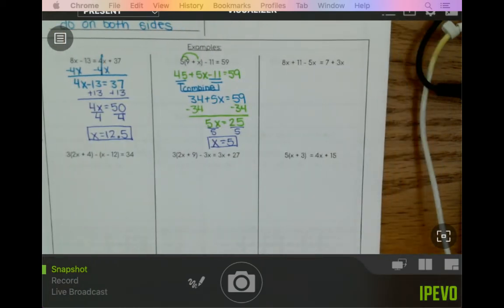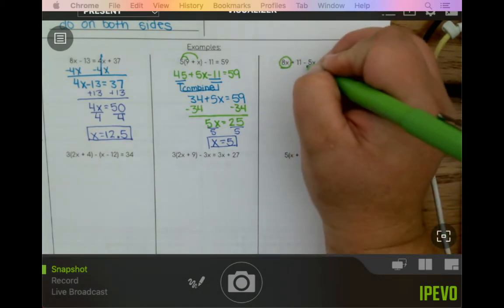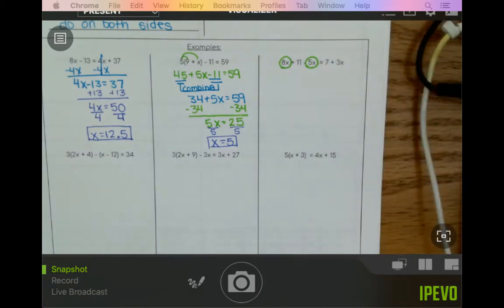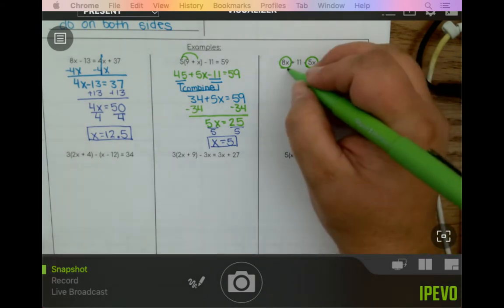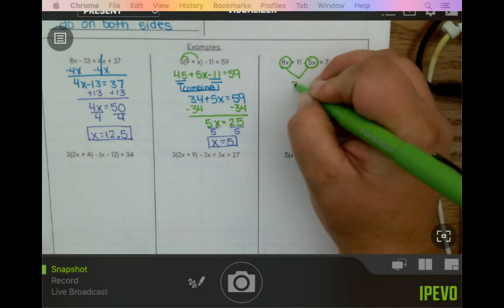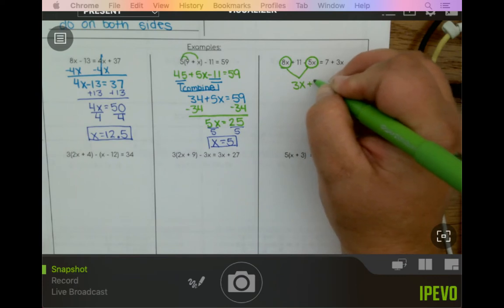Okay, and then this third one is our first special equation. What happens is we get to add these 2 together because they're already on the same side. There's no equal sign in between those 2. So we're just adding together 8x and negative 5x, which makes 3x.